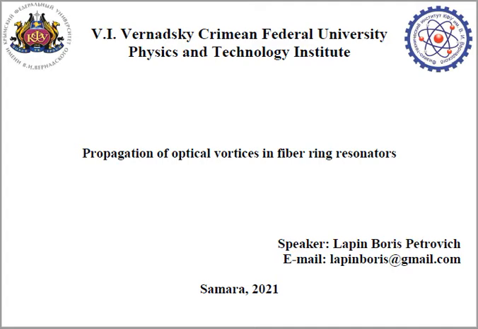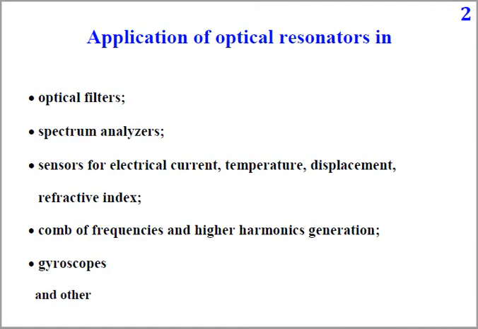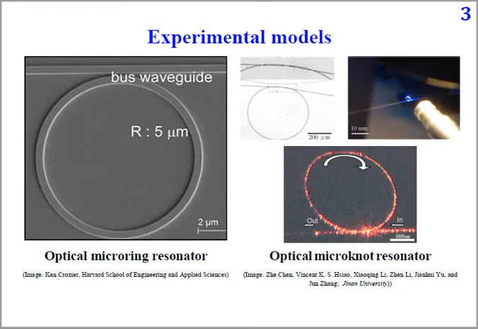My report is called Propagation of Optical Vortices in Fiber Ring Resonators. What are fiber ring resonators? They are all-fiber devices which can be used in the creation of, for example, optical filters, sensors, frequency combs, gyroscopes, and so on. Despite their honorable age, at the present time fiber resonators still attract the attention of many researchers, both theorists and experimentalists. It should be noted that the latter actively make various optical resonators in their laboratories.